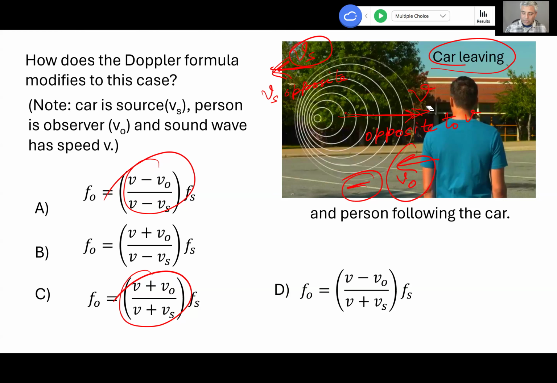Okay, so what happens in this case is the person is moving towards that. Because of that, what happens? The frequency increases, it gets added, but the car is moving away from the person. Because of that, it decreases. For that to decrease, you need to add and divide by a larger number. Okay, so that's another way to look at it, but this is the way to go. Okay.